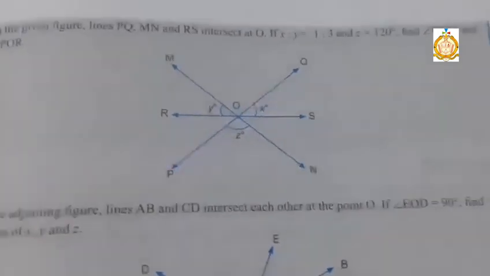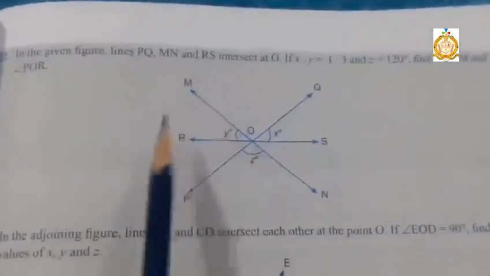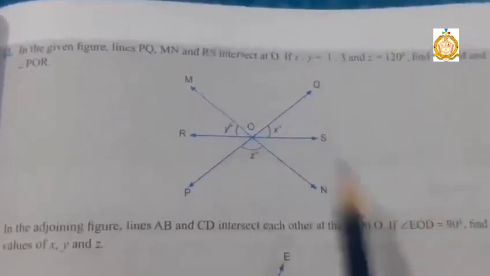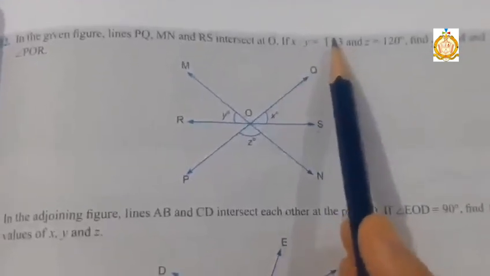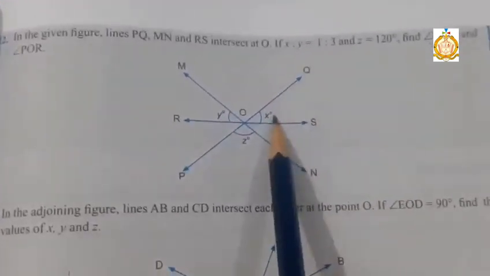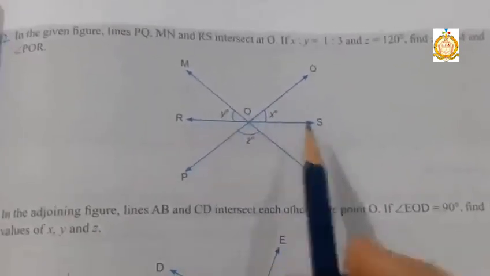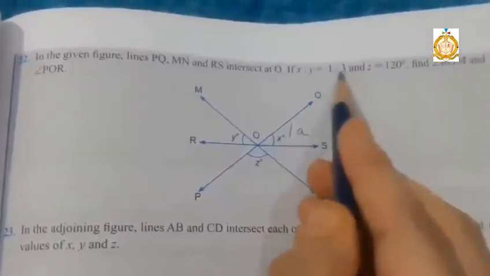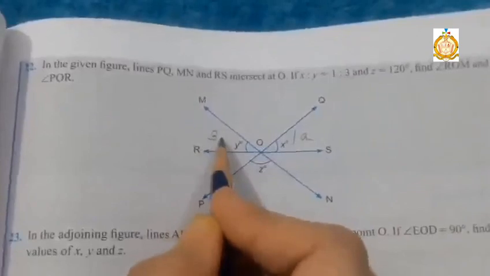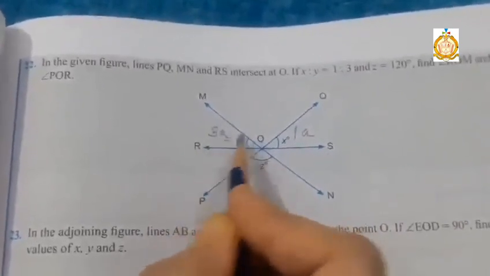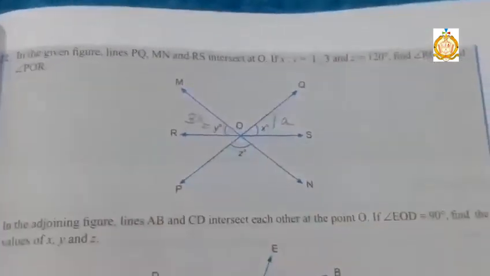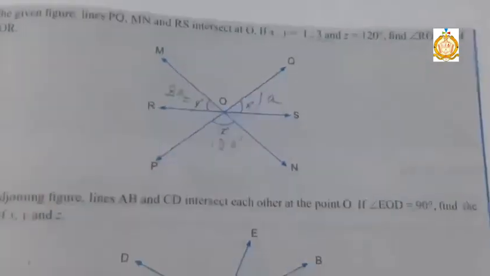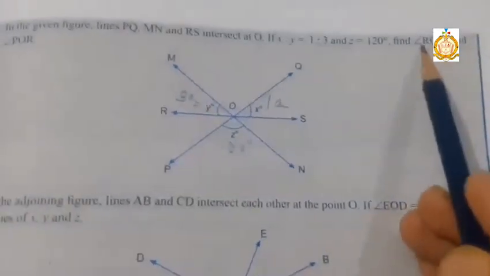Now in the 22nd sum we are given lines PQ, MN and RS intersect at a point O, and x is to y as 1:3. So we will let x be 1a because it is in the ratio, and we will let the value of y be 3a. A common multiple here we consider a, and the value of z is given, that is 120 degrees. We are to find angle ROM.